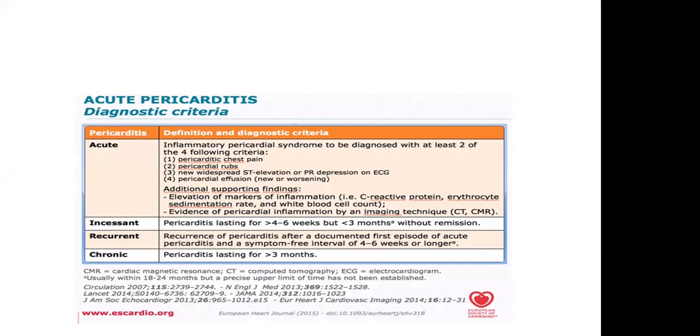Acute pericarditis is said to contain at least two of 4 criteria. The patient should have pericarditic chest pain. The patient should also have a pericardial rub, which when we listen feels like walking on snow, the way it's described. Then new widespread ST segment elevation, which is usually saddle shaped, or PR depression on ECG, and pericardial effusion, which might be new onset or worsening. Maybe the first time it was a mild effusion, and now it's moderate or severe. So any two the patient has will qualify them to be tagged as having acute pericarditis.